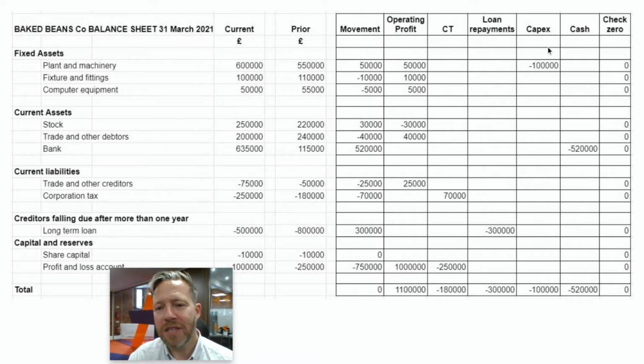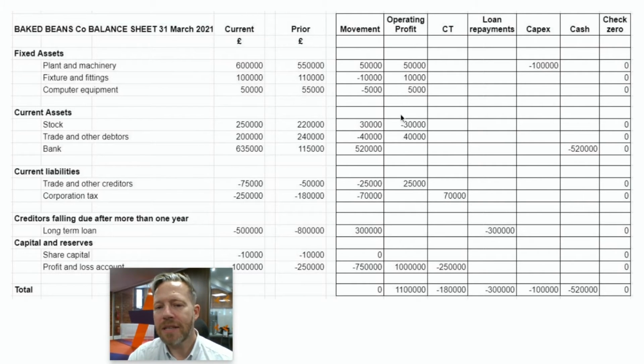So we allocate, first of all, that capital transaction into the capital expenditure column there of £100,000. Put our £50,000 depreciation as a timing issue into the operating profit column. And we do the same with the remainder of fixtures and fittings and computer equipment.